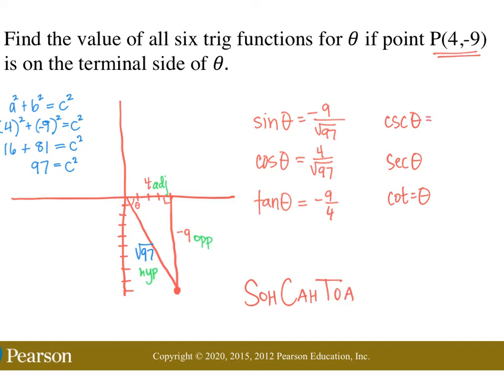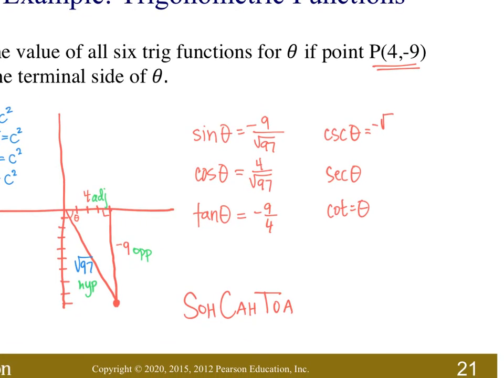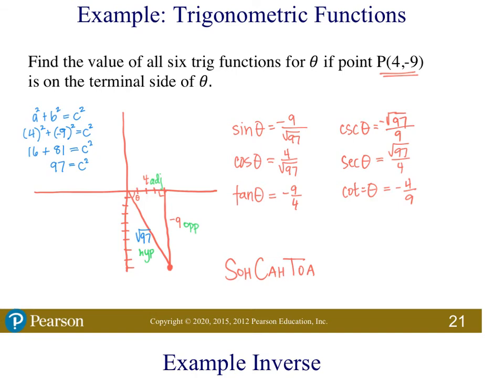So using the rules for reciprocals, we can now flip each of these values to find the remaining 6 trig values. So the negative never goes in the denominator, so even when I flip it, the negative square root of 97 would be the numerator over 9, and then the square root of 97 over 4, and then the negative now would be with the 4 over the 9. So those are the 6 trig values.